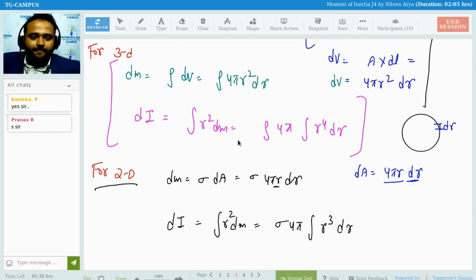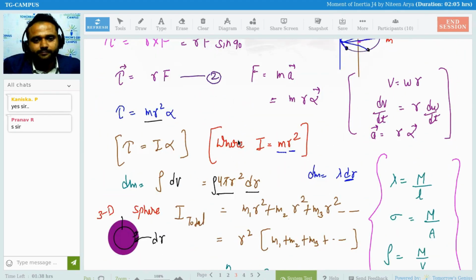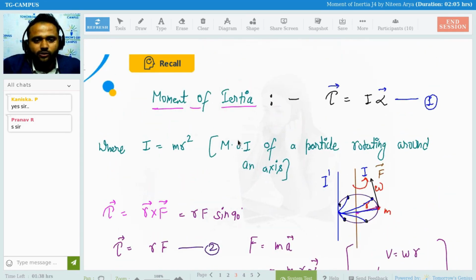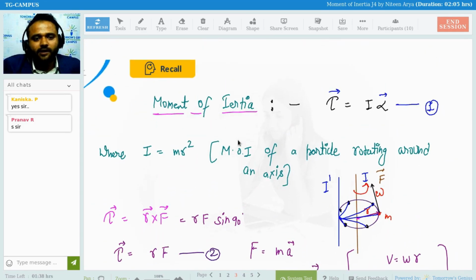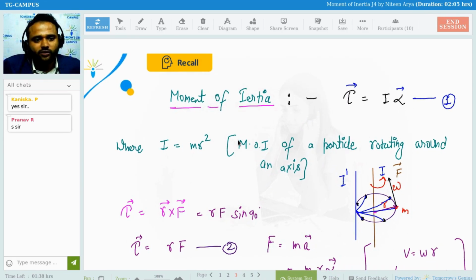So these are the simple things which you need to know for the constant bodies. Moment of inertia is mr square, simply the analogue of mass in rotational dynamics.